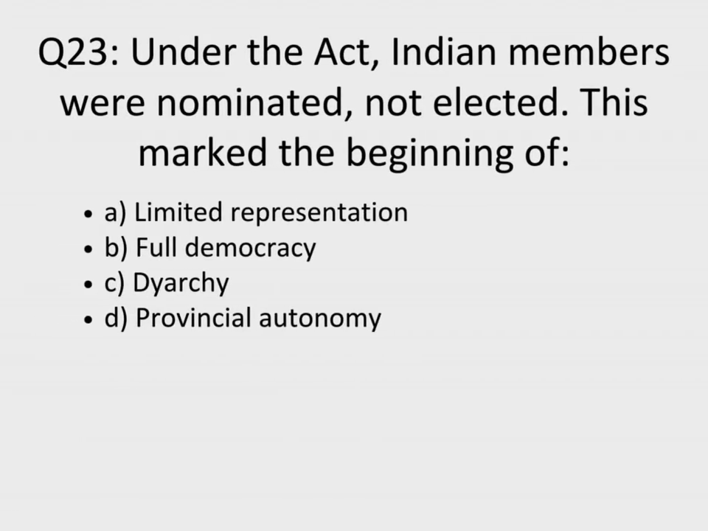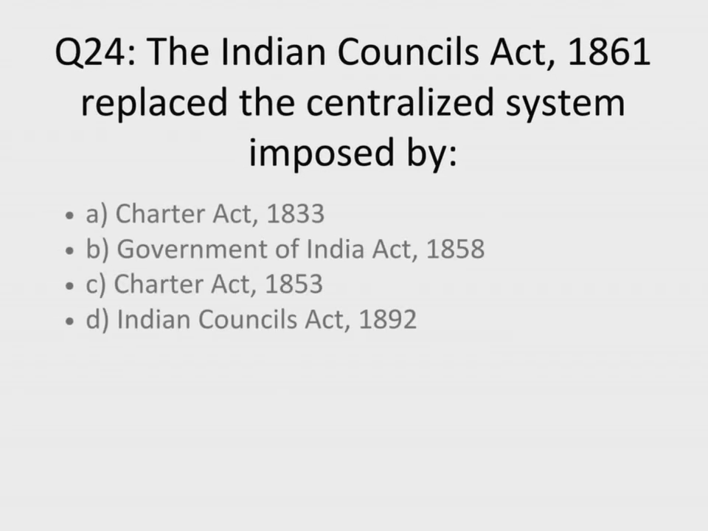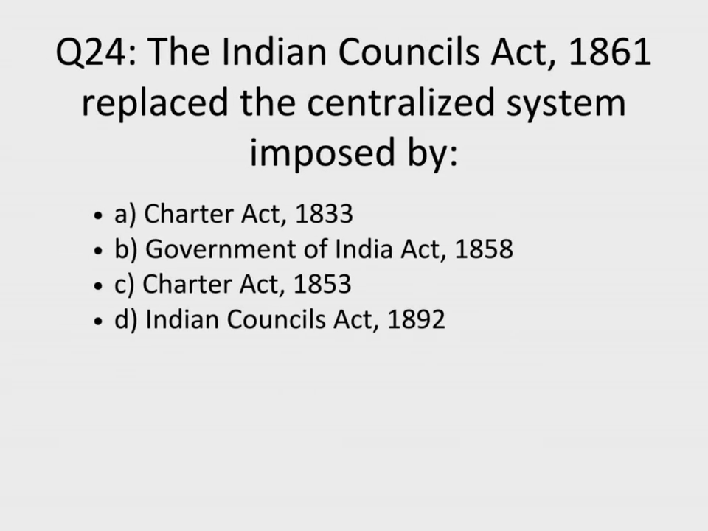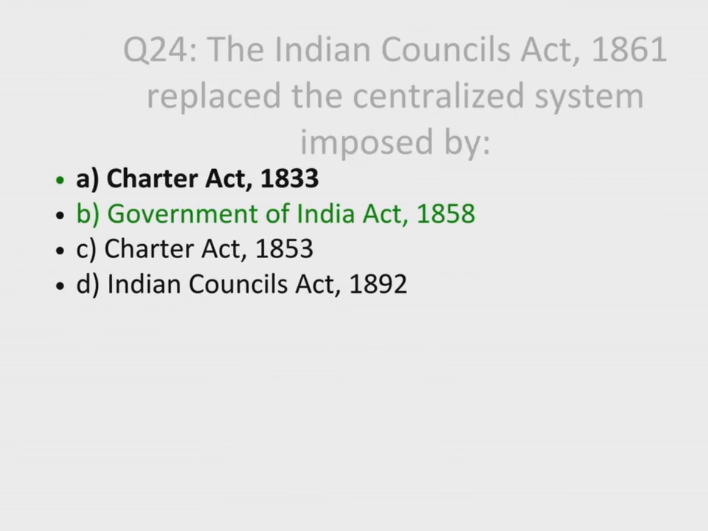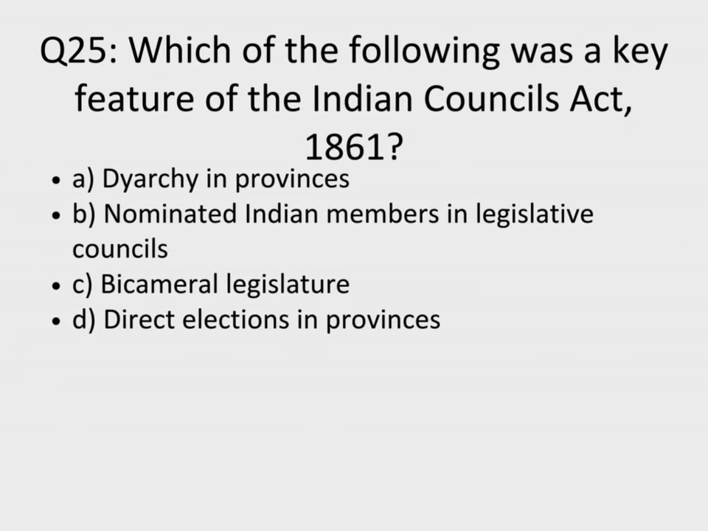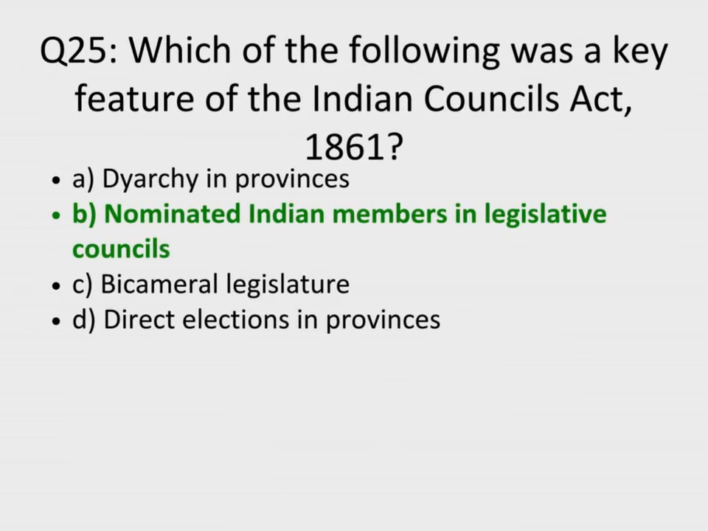23. Under the Act, Indian members were nominated, not elected. This marked the beginning of. Correct answer, A. Limited representation. 24. The Indian Councils Act, 1861 replaced the centralized system imposed by. Correct answer, B. Government of India Act, 1858. 25. Which of the following was a key feature of the Indian Councils Act, 1861? Correct answer, B. Nominated Indian members in legislative councils.